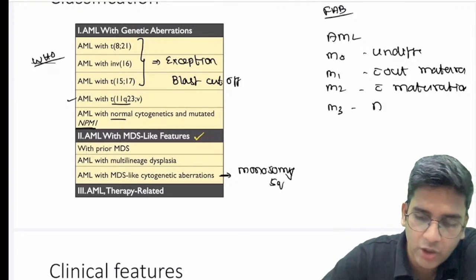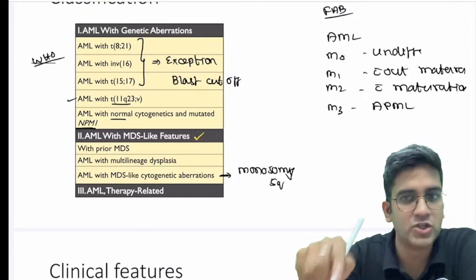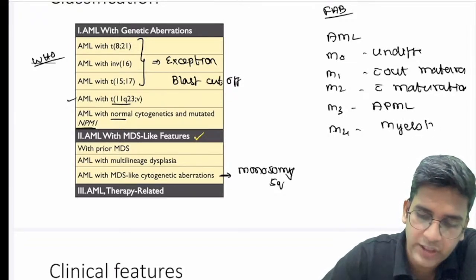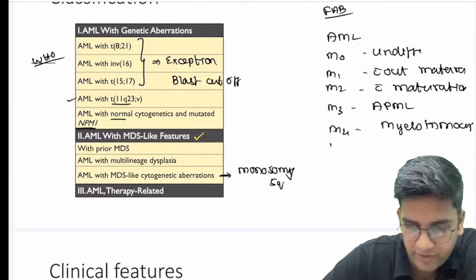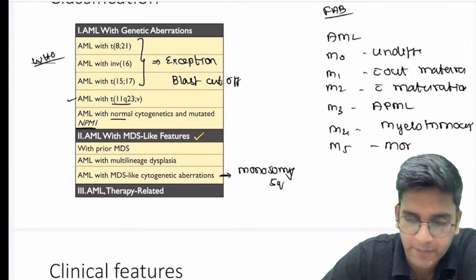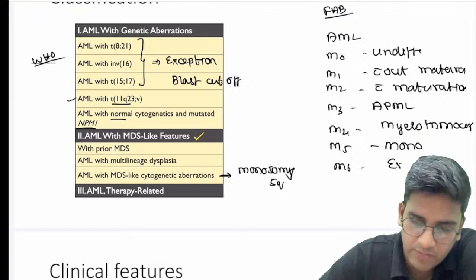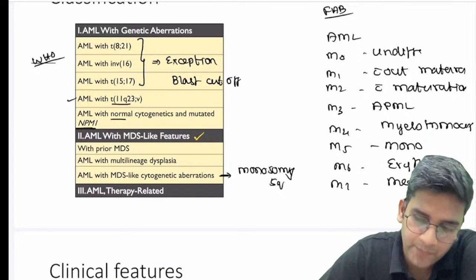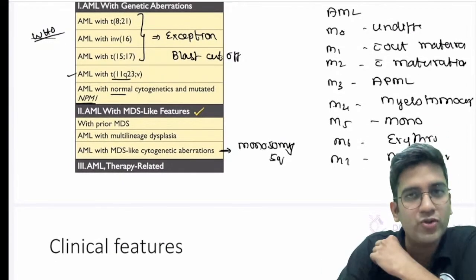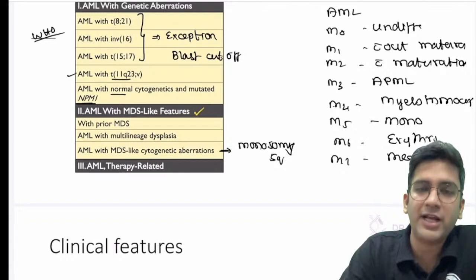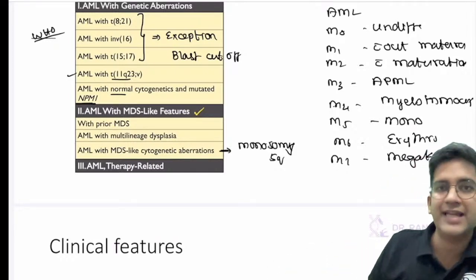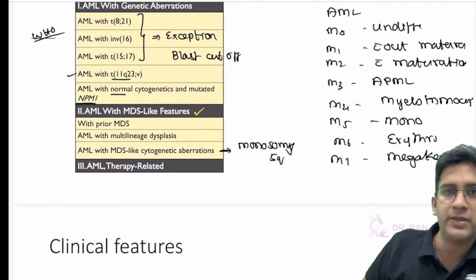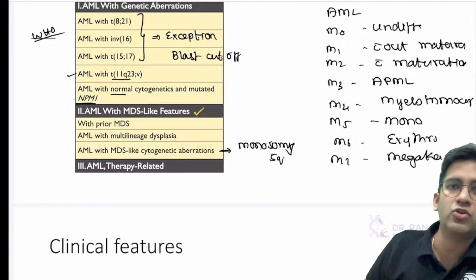M3 is APML, or acute promyelocytic leukemia. That's your translocation 15;17. M4 is myelomonocytic, from myeloid becoming monocytic. M5 is only monocytic. What is M6? M6 is erythroleukemia, erythroid. And M7 is megakaryocytic. Fine. Since myeloid cells give rise to everything except B cell and T cell, I can have myeloid leukemia involving all the WBC lineages except B cell and T cell. B cell and T cells are your lymphoid leukemias. Undifferentiated, without maturation, APML, myelomonocytic, monocytic, erythroid, and megakaryocytic. Fine.